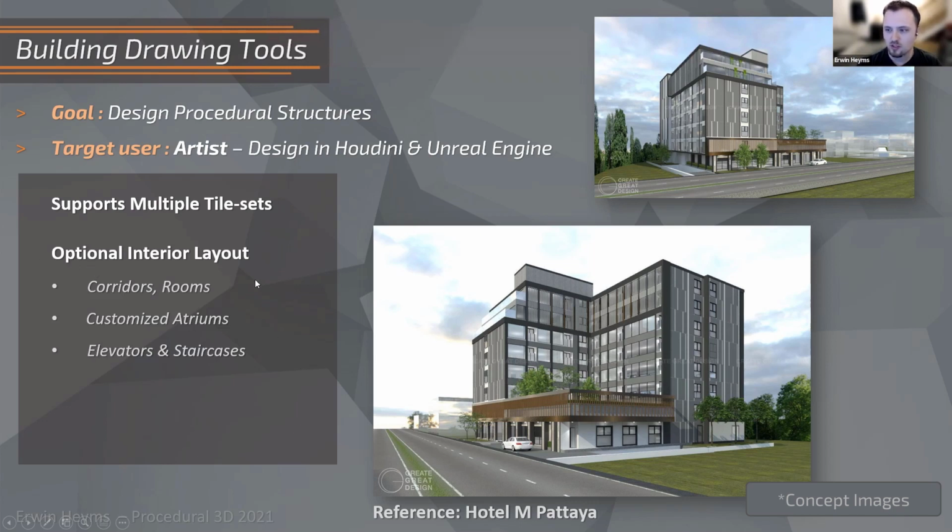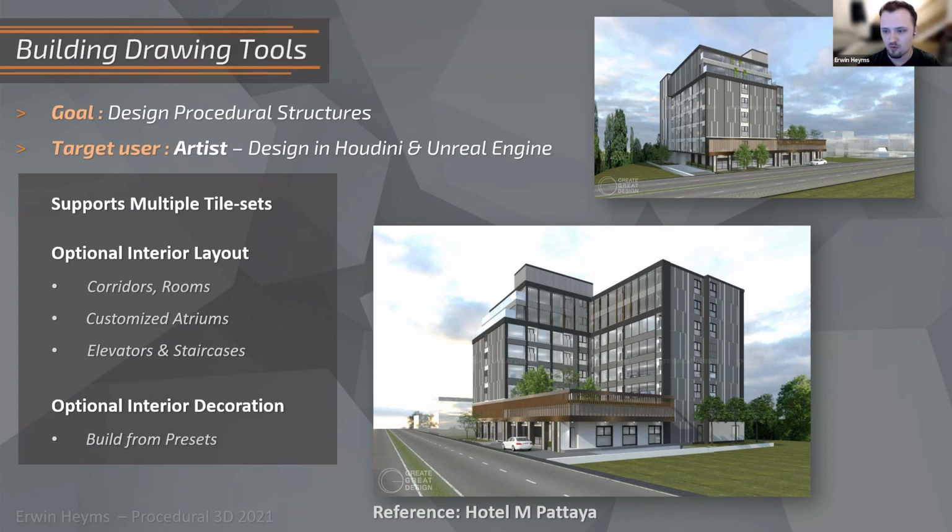It will also support an interior layout for corridors and rooms. You can create customized atrium spaces, and it also has elevators and staircases so you can traverse it vertically. And then finally, the last tool in the toolset that it's going to hook up to is the interior decoration toolset. With this you can then decorate the building with furniture and other decorations.